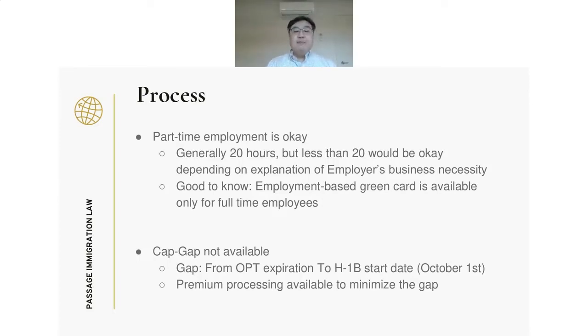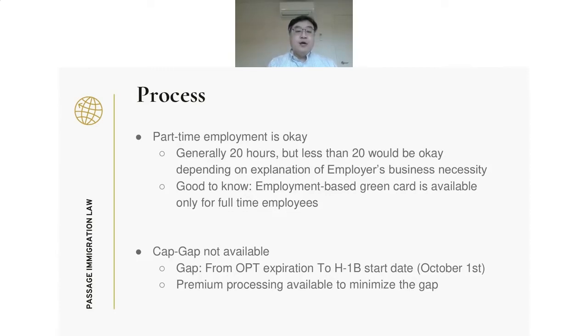The second point is cap gap. To state the conclusion first, the cap-exempt cases are not related to cap gap. So I should explain what cap gap is. It is only for the cap-subject cases, because based on the schedule of the H1B season, the first date they can start working as an H1B is October 1st every year. So there can be a gap between the OPT expiration and October 1st.